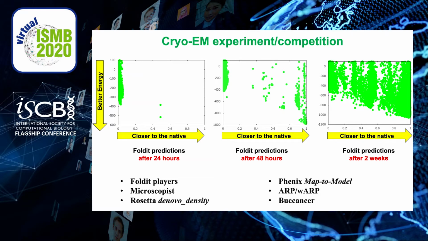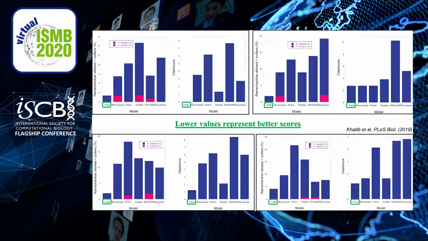So we again ran an experiment/competition between Foldit players, the microscopists who solved the structures, and 4 state-of-the-art automated methods: Phoenix, ARP, Buccaneer, and Rosetta de novo density.